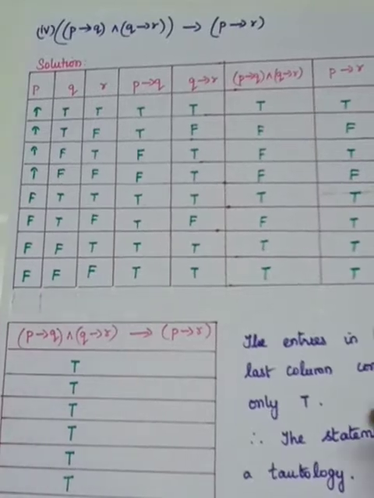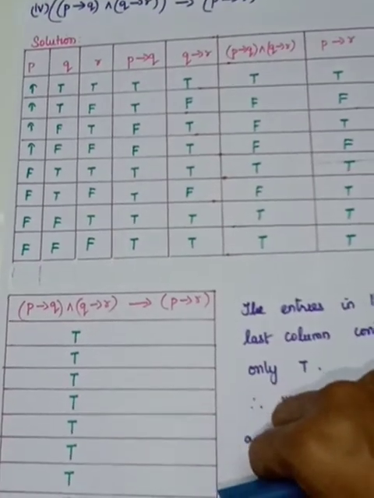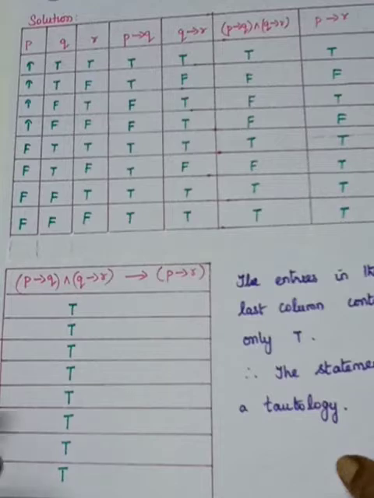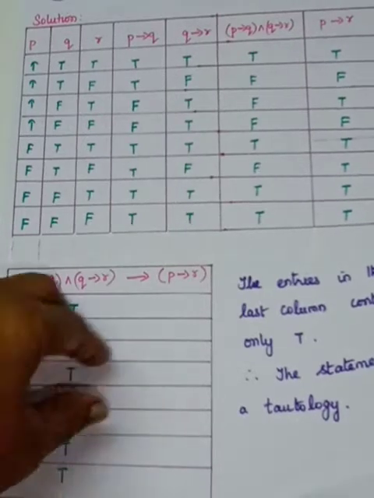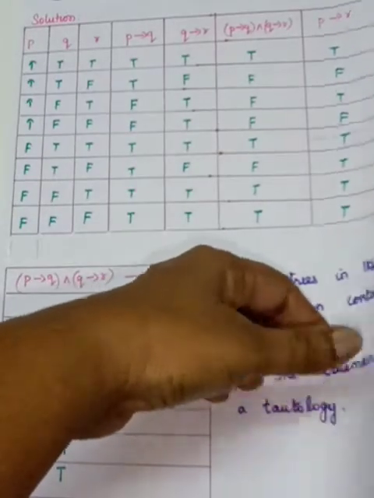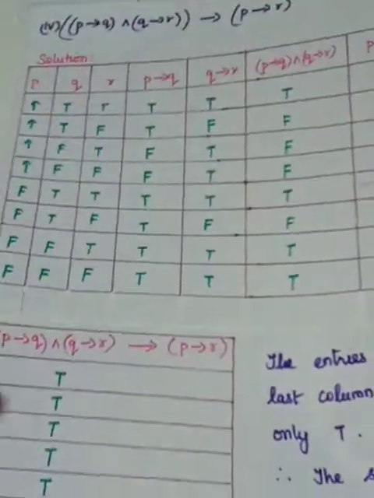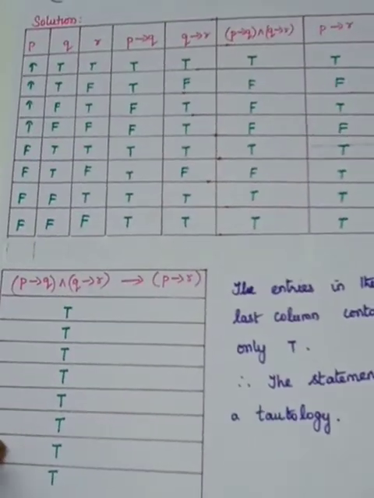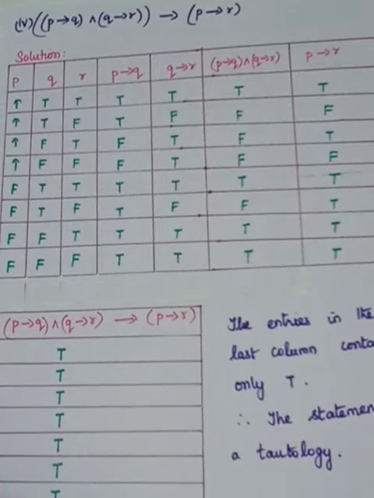Okay, coming to the 4th subdivision. So you see now, the last column alone I have written separately. If you write it in the same tabular column, it is easy for you to evaluate. You see that here the question is P implies Q and Q implies R implies P implies R. So the statement is given. We have to check whether it is a tautology or a contradiction or a contingency. Okay, we have to check that.